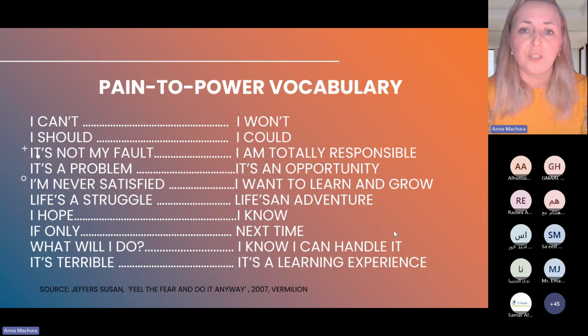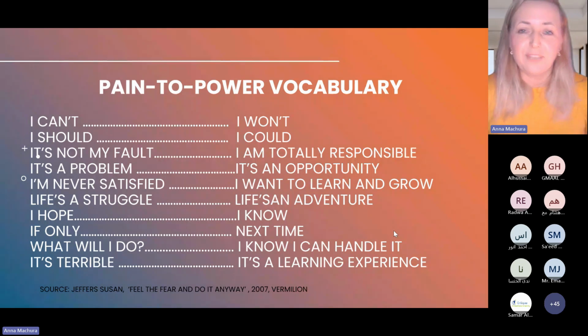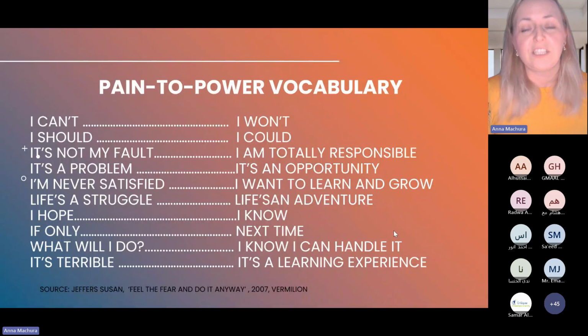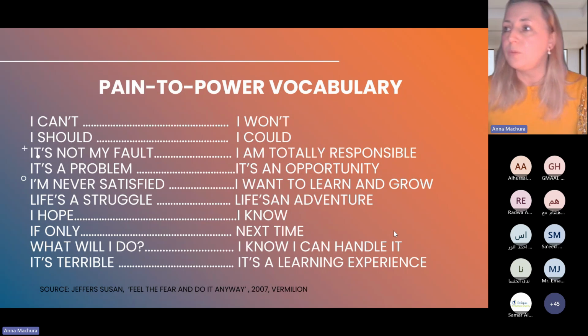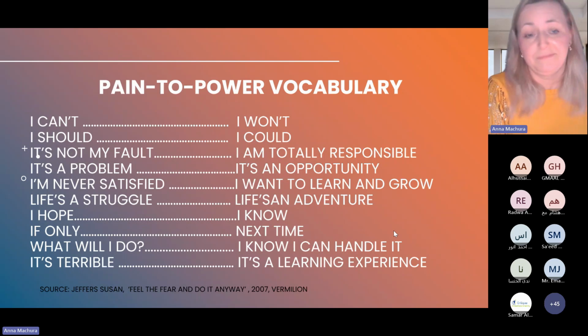Please don't use that. I want to learn and grow. Life's a struggle. It's painful already when I'm saying this. It's an adventure, I hope. Hope is not enough. You probably know the saying. Yes, you may have hope, like a dream. You have a goal, but you don't have a plan. You're just hoping, so it's just a dream, really.